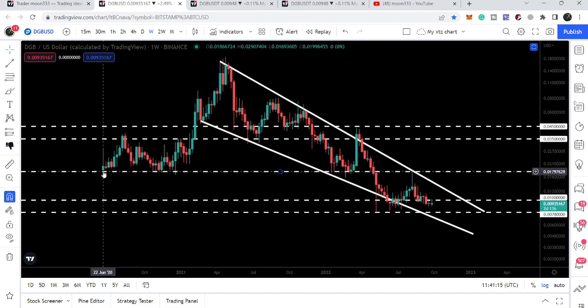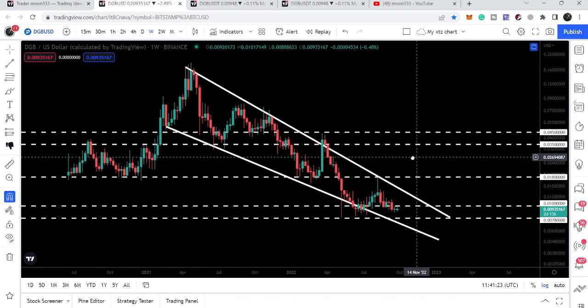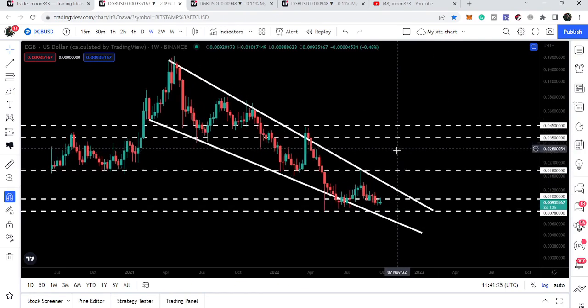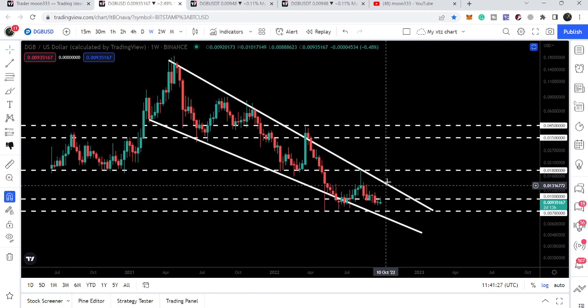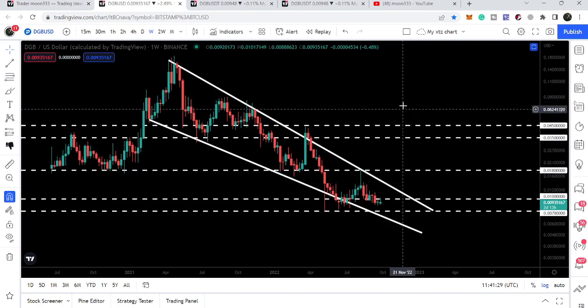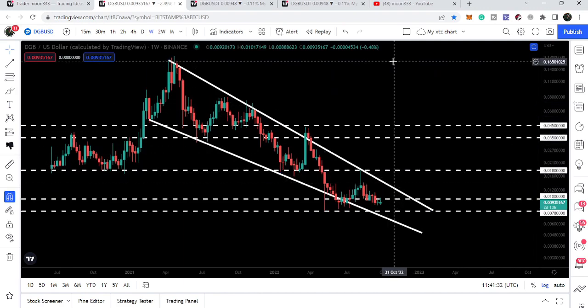Previously, you can see for the past several years, it has been working as a strong support, and now it has turned into a resistance. By the way, once DigiByte is able to break out this resistance, our target to the upside for this bigger falling wedge breakout will be here at the top of the wedge. That will be approximately at 16 to 17 cents.